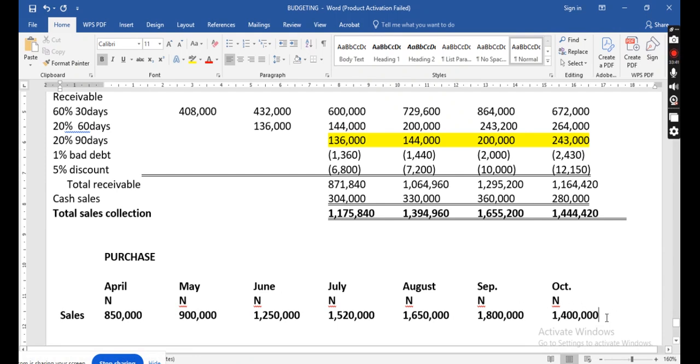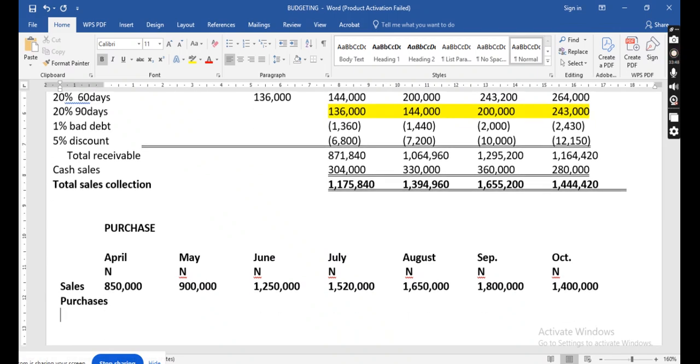Okay. So purchases, 60% of sales, right? What is the 60%? We already know that it's 60%. Give me a figure. What is the 60%? 510. So your purchases will be 510.